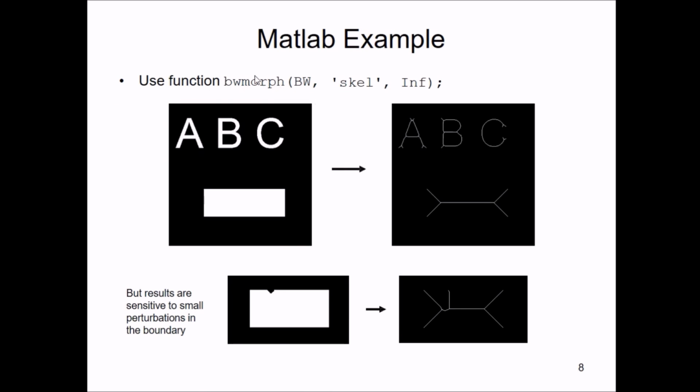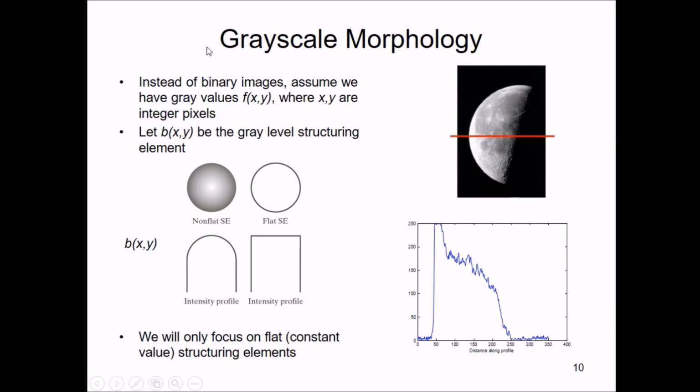This is an example in Matlab. You can use bwmorph and find out the skeleton. This is the image, and this is the skeleton image. But the results are sensitive to small perturbations in the boundary. If some noise is there, a problem will come here, and we don't really want this to happen.